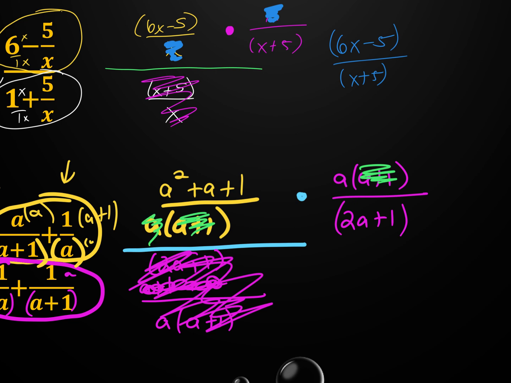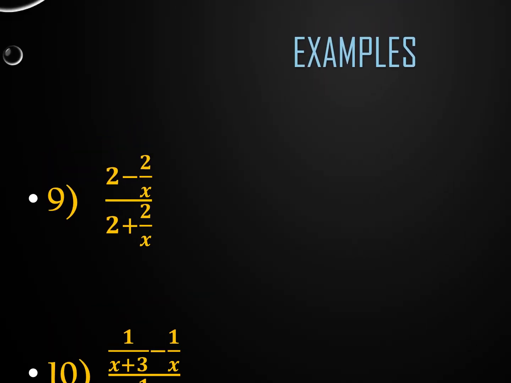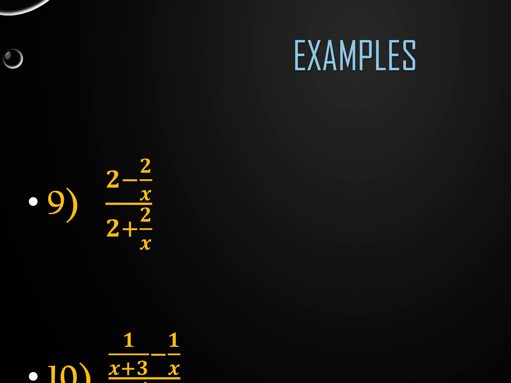A. Good. Anything else? Nope. So you're left with A squared plus A plus 1 in your numerator. It does not factor over 2A plus 1 in your denominator. Again, if you don't like A's, guys, change it to X or Y. That's perfectly fine. Again, let's circle the numerator, circle the denominator. So here's my numerator, and here's my denominator.